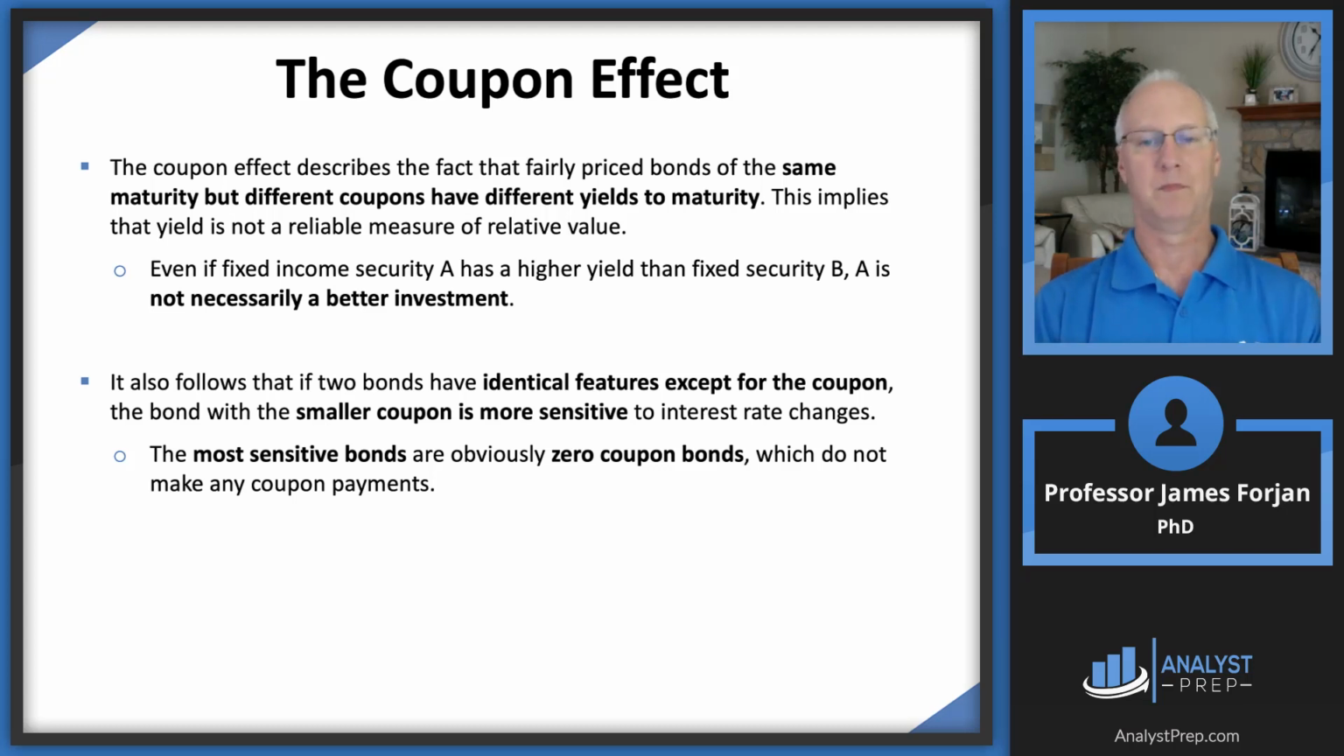Now here's the other point about this coupon effect. Look at the second bullet point. Bonds with smaller coupons are more sensitive to interest rate changes. And then let's start at 10% and then go down to 8 and 6 and 2 and then 1. If you get to a 0 coupon bond, they are very sensitive to changes in yields.